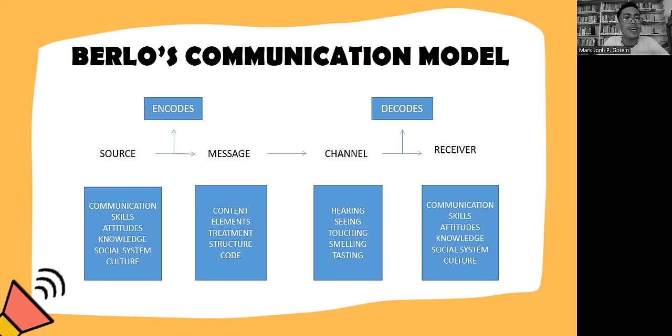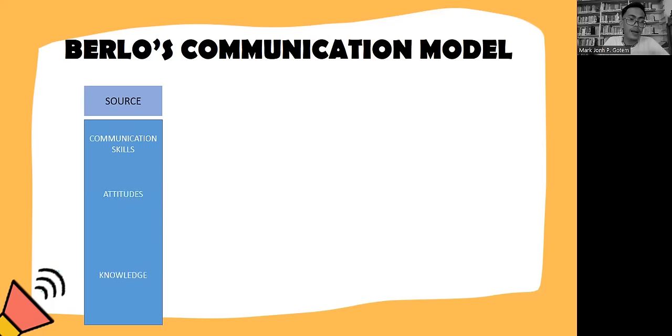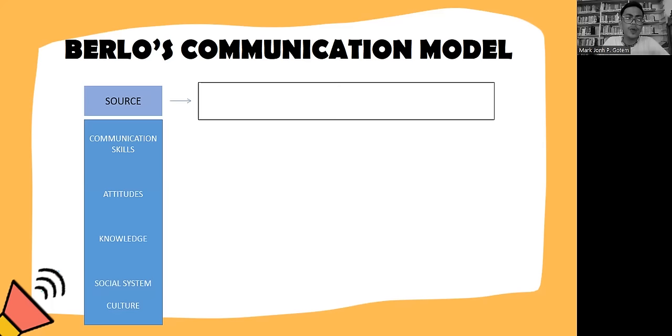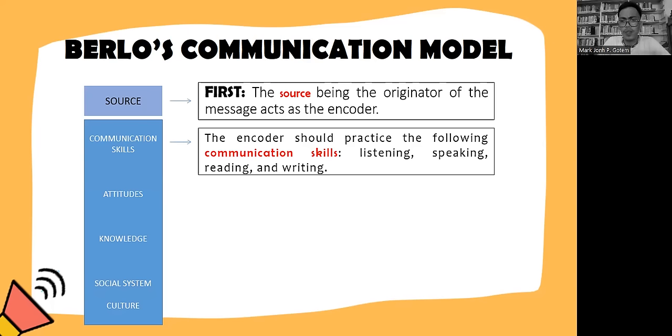Okay, let's discuss each feature of each variable. So let's start with the source. The source has these features. The source is the first variable. The source is the originator of the message and acts as the encoder. First, communication skills. What are communication skills? The encoder should practice the following communication skills: listening, speaking, writing, and reading. So communication skills include reading, listening, speaking, and writing.